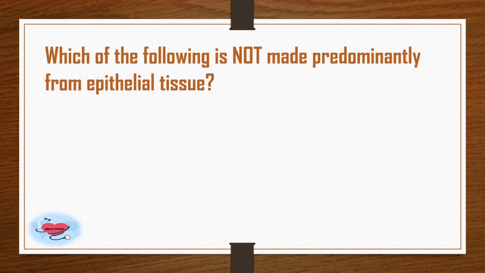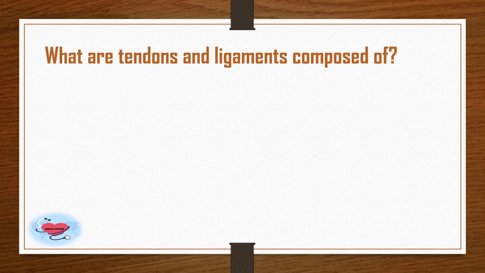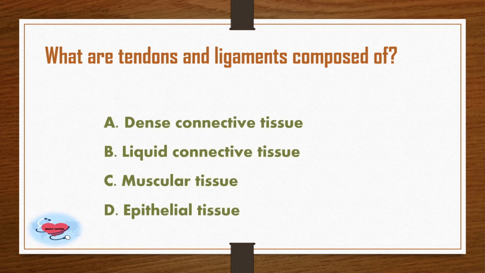Which of the following is not made prominently from epithelial tissue? Options: dermis, in exocrine glands, in endocrine glands, in the endothelium of blood vessels. Answer is option A, the dermis. Dermis contains connective tissues, nerve tissues and muscles as well as epithelial tissue. What are tendons and ligaments composed of? Dense connective tissue, liquid connective tissue, muscular tissue, epithelial tissue. Answer is A. Tendons and ligaments are dense connective tissues. This is strong as there is high proportion of fibers.